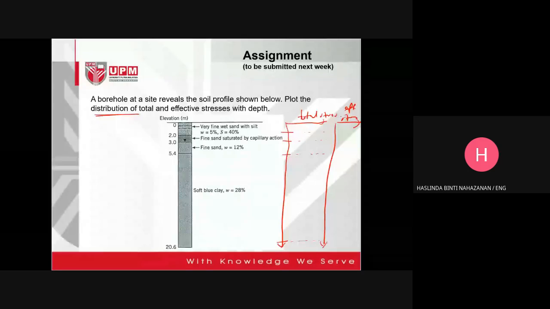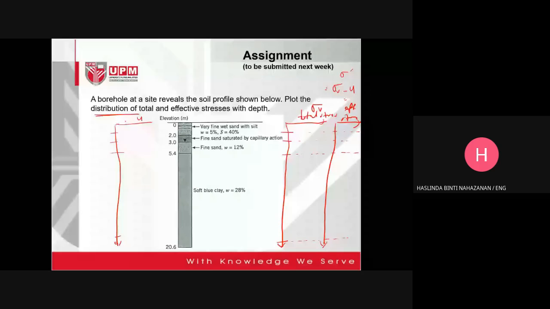And then I would also like to see distributions of effective stress, again at this point, this point, this point, and this point. For you to come to the effective stress, you will need another distribution, which is the distribution of pore water pressure, because effective stress equals total stress minus pore water pressure. So here is total stress, here is effective stress, here is pore water pressure.